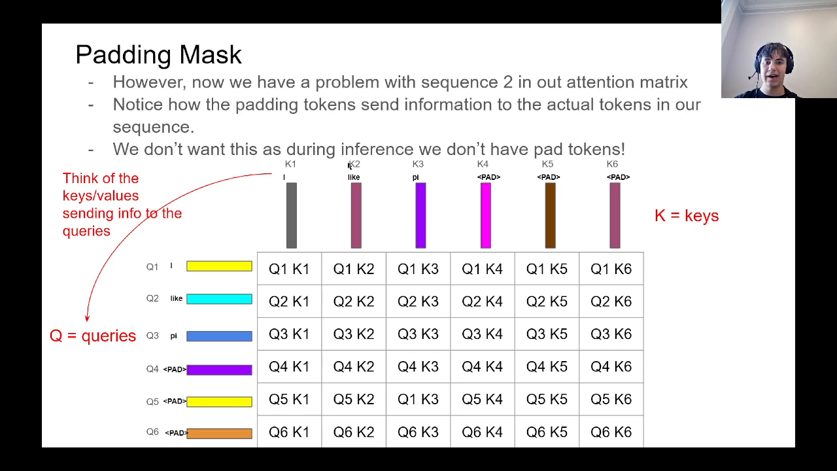Yes, here we have the attention matrix, and we have the padding tokens here. So: I like pi, pad, pad, pad. I like pi, pad, pad, pad. So this is our self-attention matrix.